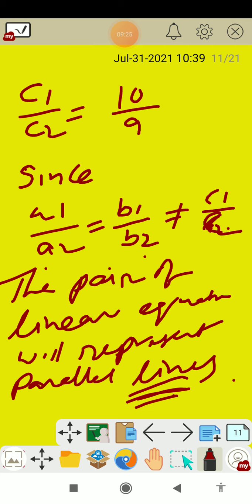If a1 by a2 is equal to b1 by b2 and not equal to c1 by c2, that means they are parallel lines. If a1 by a2 is not equal to b1 by b2, then what do you say? That is intersecting lines. Okay, students, you got it now? Everything is clear here.